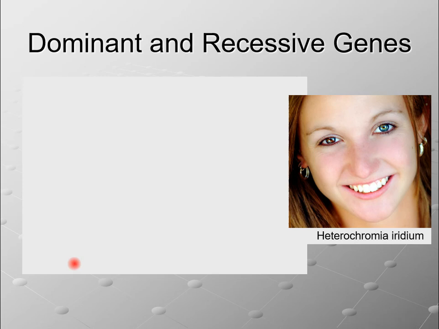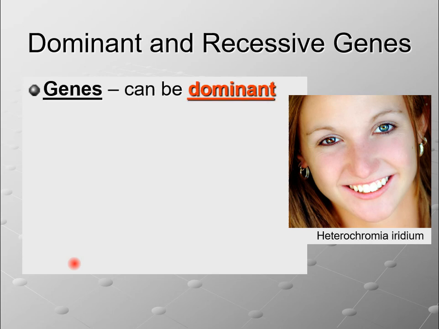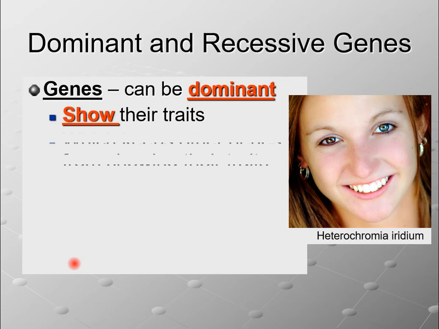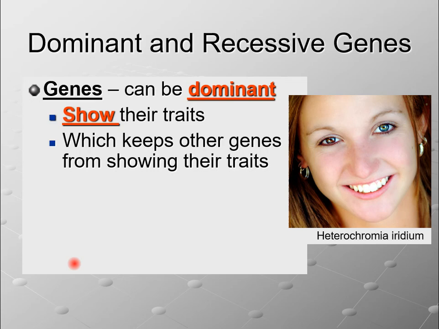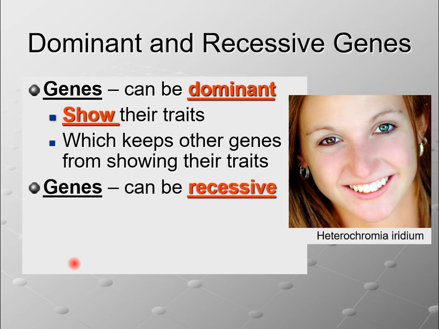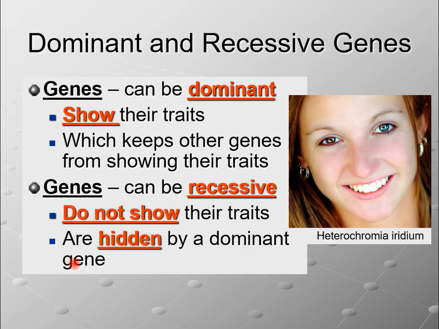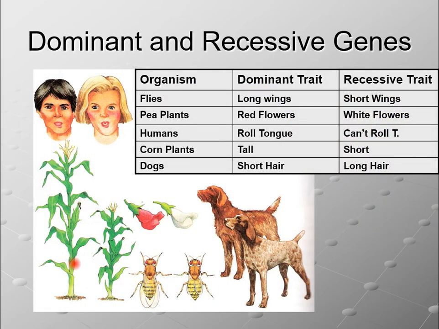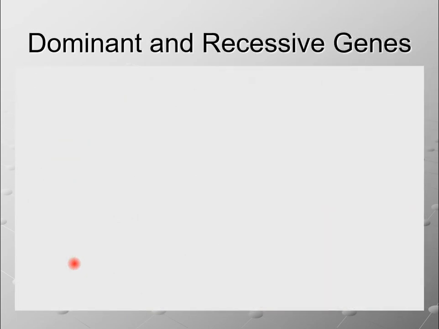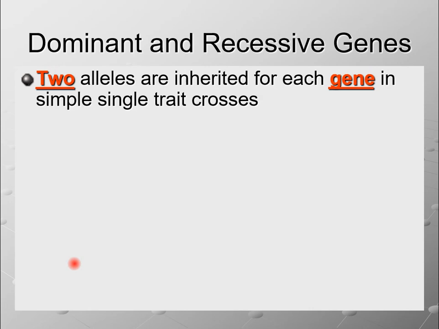عندنا مصطلحين الدومينانت والريسيسيف جينز اللي هي الصفات السائدة والمتنحية اللي راح نذكر عنها. Genes can be dominant, meaning they show their traits, which keeps other genes from showing their traits. Genes can be recessive, meaning they don't show their trait, and are hidden by a dominant gene. That's some examples about dominant and recessive traits. صفات السائدة والمتنحية. Two alleles are inherited for each gene in simple single trait crosses.